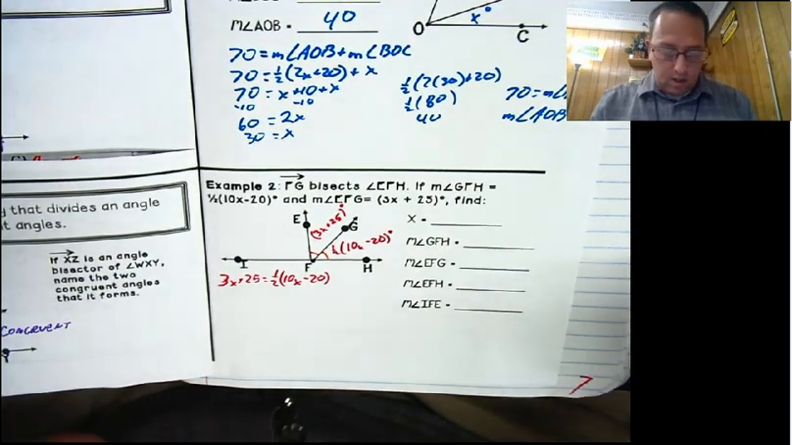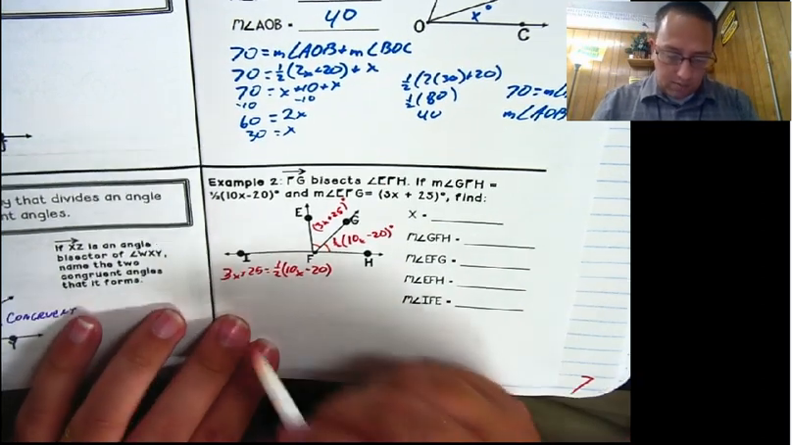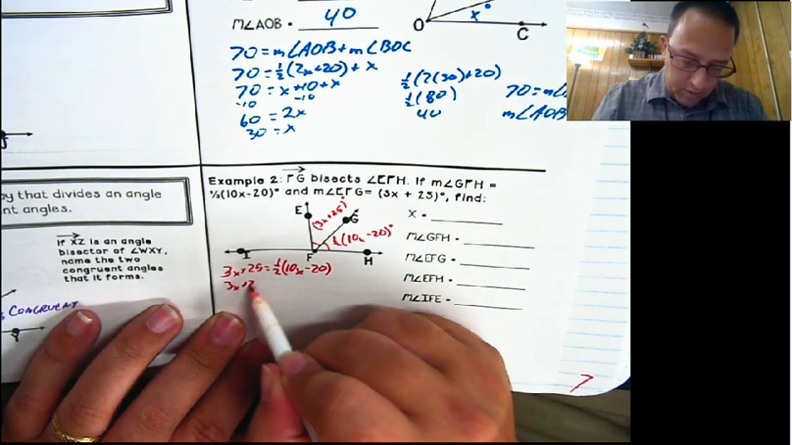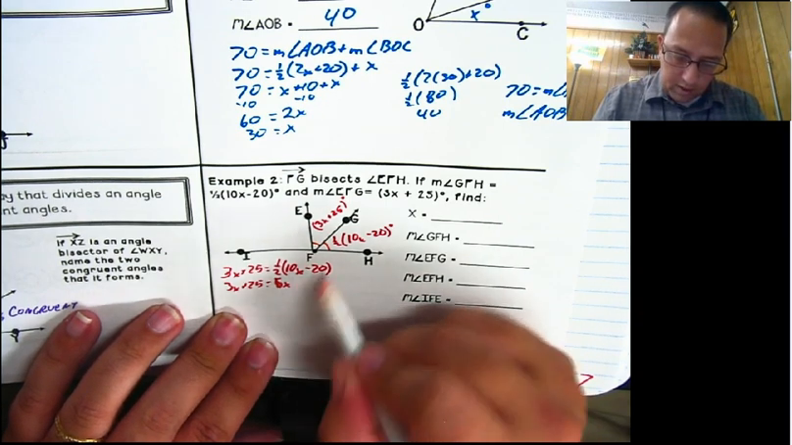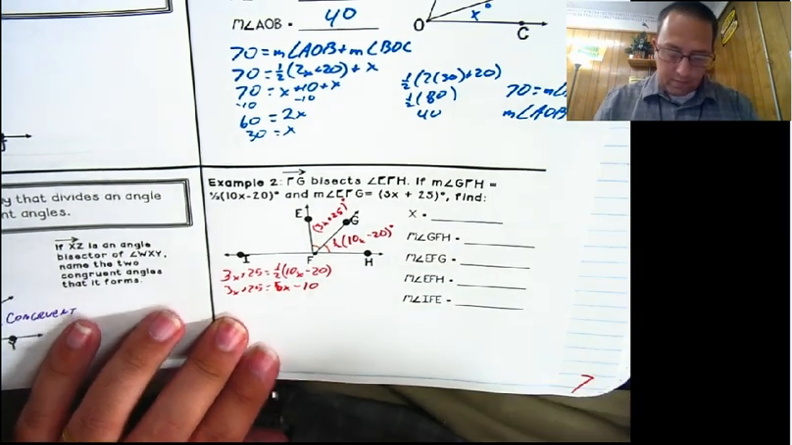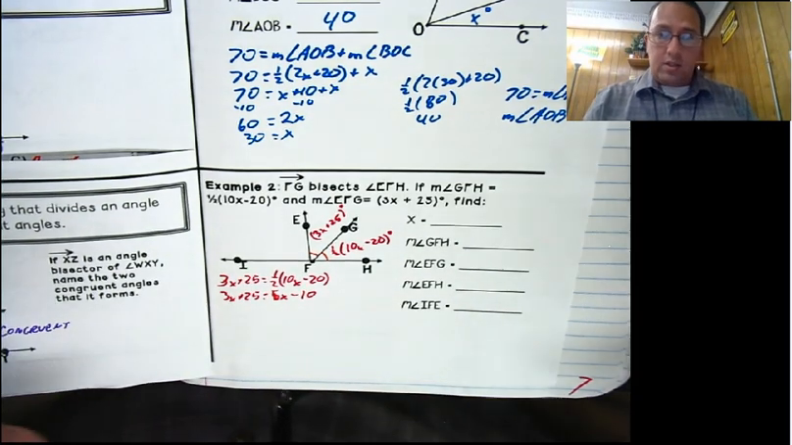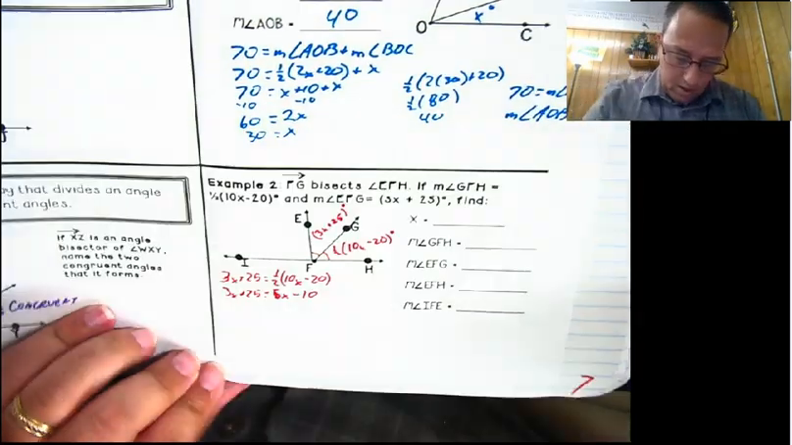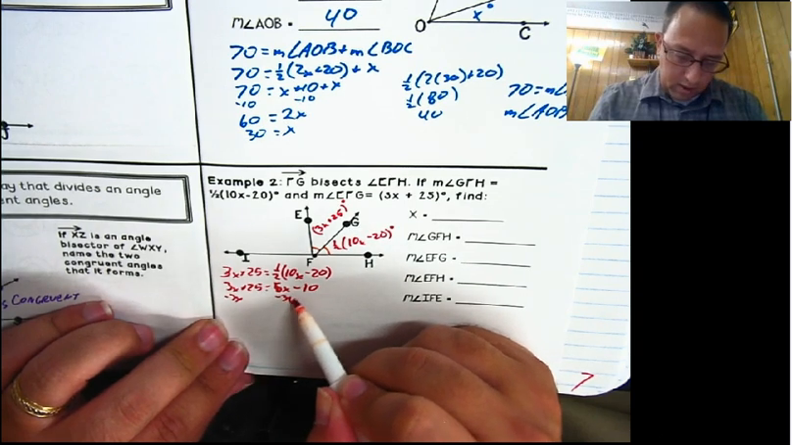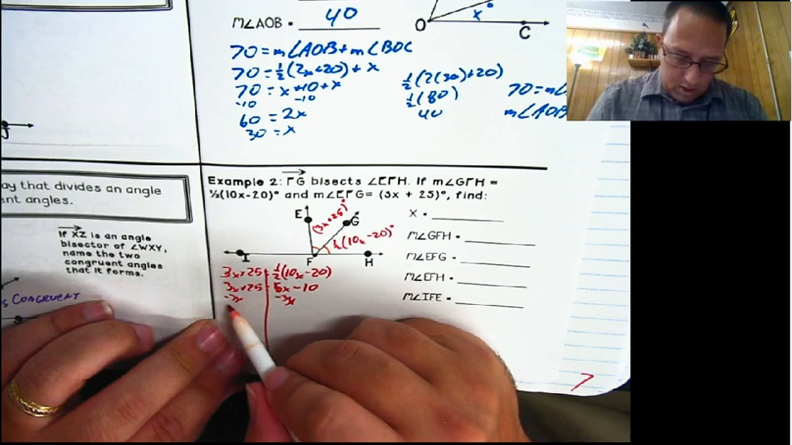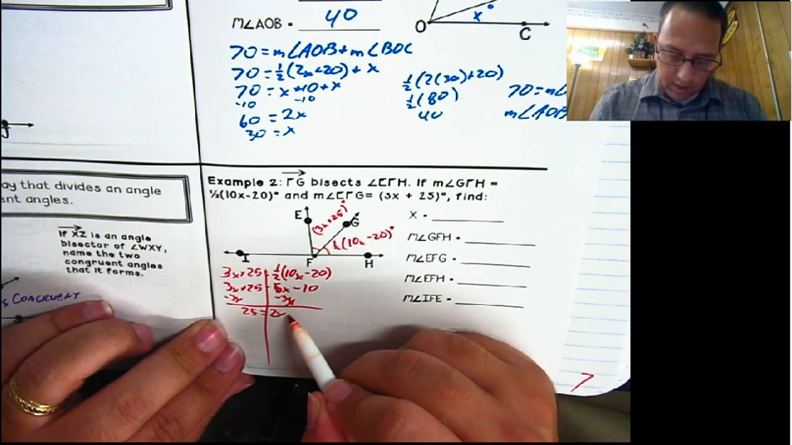First thing we want to do here is probably distribute that 1/2 in there, because that's going to cut these down pretty small. So 3x plus 25 equals 1/2 of 10x, which is 5x, and 1/2 of negative 20 is negative 10. There it is. Now we want to get all of our x's together, because that makes it easier. So let's move the 3x over: minus 3x, minus 3x. That gives me 25 equals 2x minus 10.